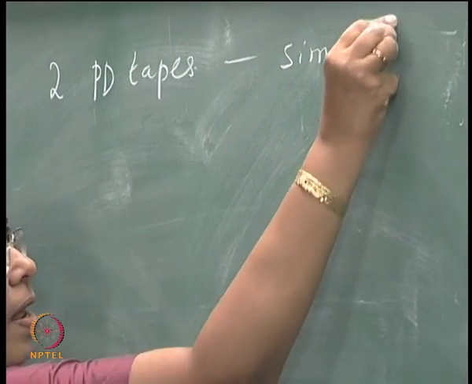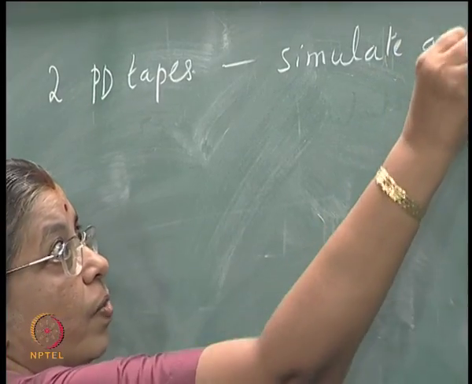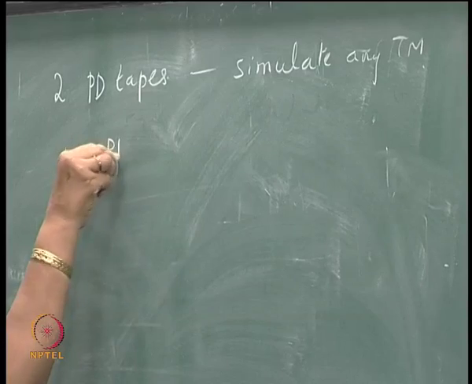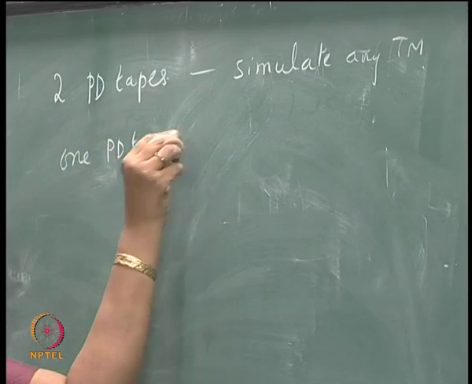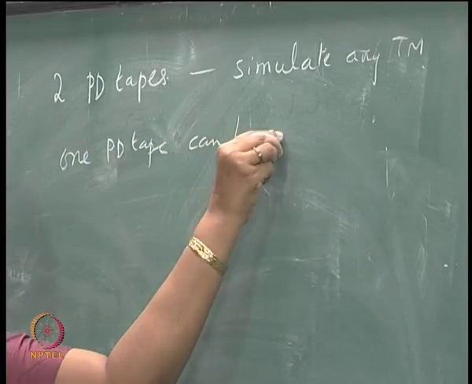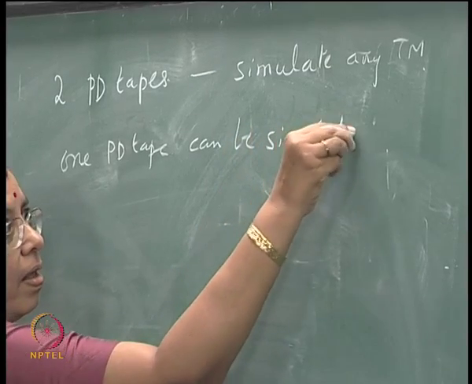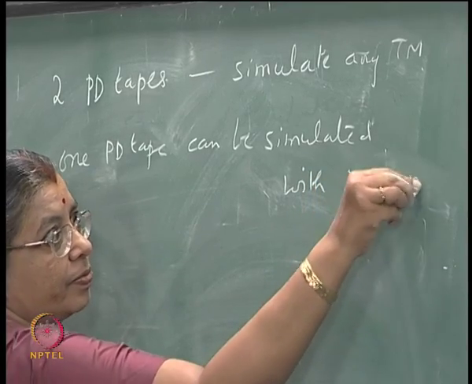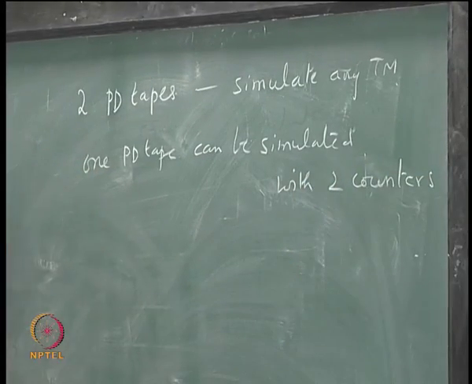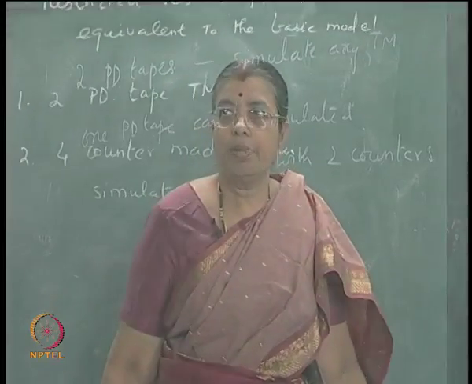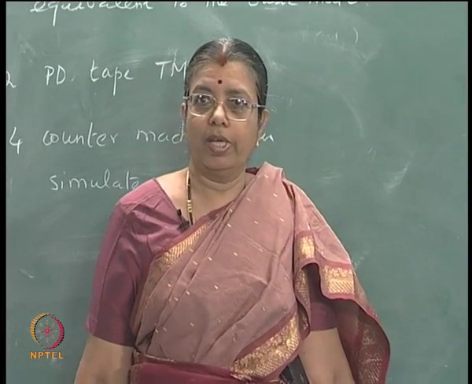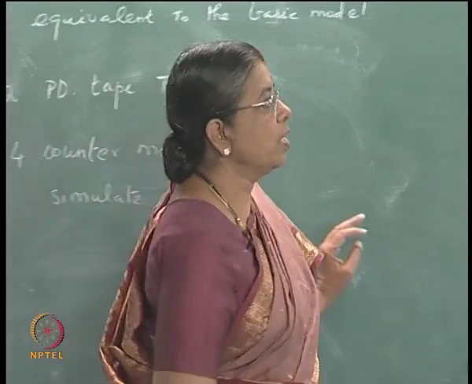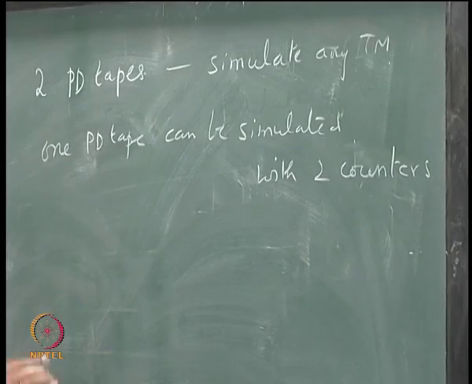Now, if you show that one push down tape can be simulated with 2 counters, then 2 push down tapes can be simulated by 4 counters. Now, how can you simulate one push down tape with 2 counters?